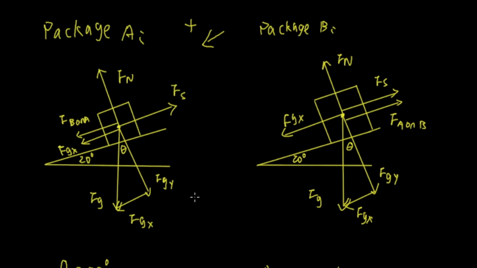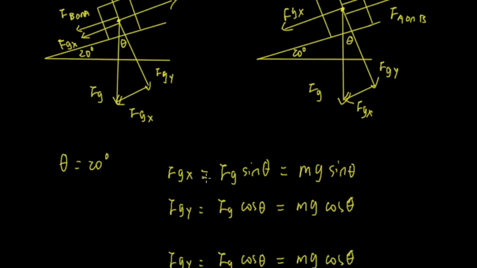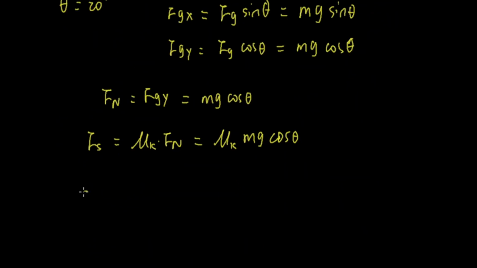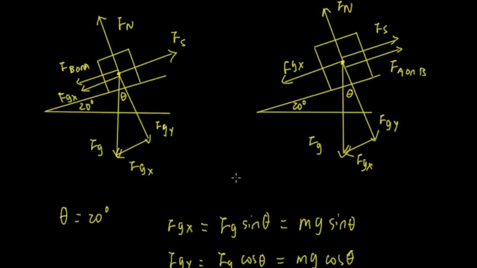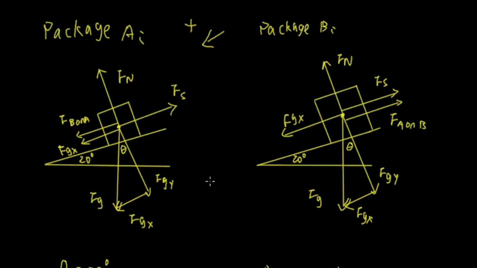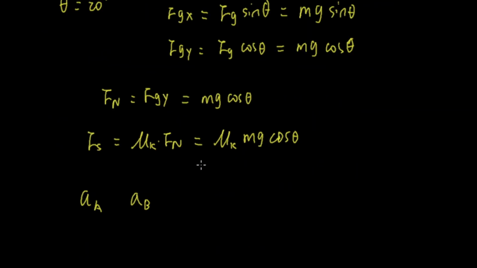Now, one more thing. Acceleration. What's the acceleration of A and the acceleration of B? Now, notice that A and B are action-reaction pairs. B is pushing A downward. So that means these two blocks are sliding down the ramp together, right? So the acceleration of both blocks should be the same. So I would just say that acceleration A is equal to acceleration B is equal to just acceleration, okay?